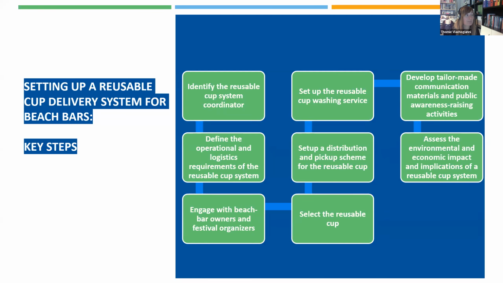So the different steps to operationalize this measure are: A, to define the operational and logistics requirements; to engage with beach bar owners and festival organizers; to select the reusable cup; to set up a distribution and pickup scheme for the reusable cup; to set up the reusable cup washing service; and then to develop awareness raising and communication materials and assess the environmental and economic implications. So we will not go through all the steps, but the most tricky ones.